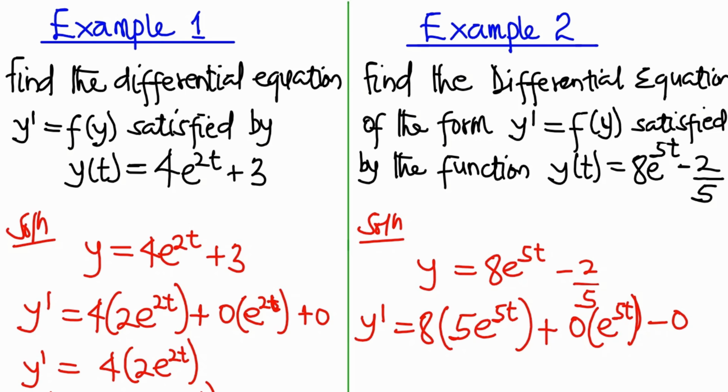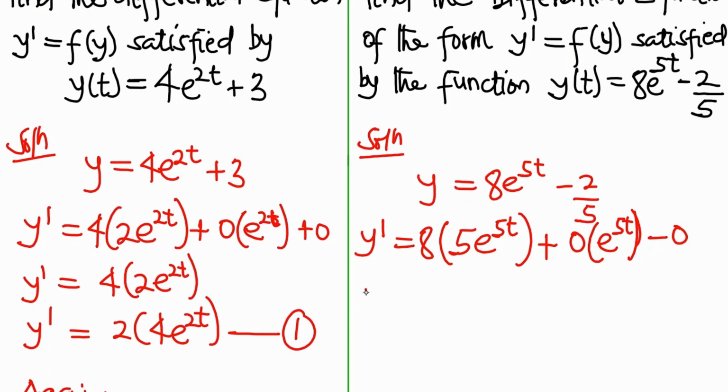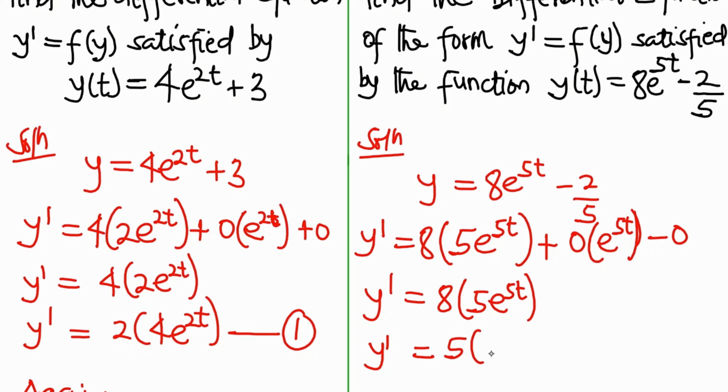So continuing with our solution, y prime is equal to 8 multiplied by 5e^(5t), and then the rest gives us 0. We know that multiplication is commutative, so we can interchange the position of 8 and 5, and that gives us 5 multiplied by 8e^(5t), and therefore you can call this equation 1.